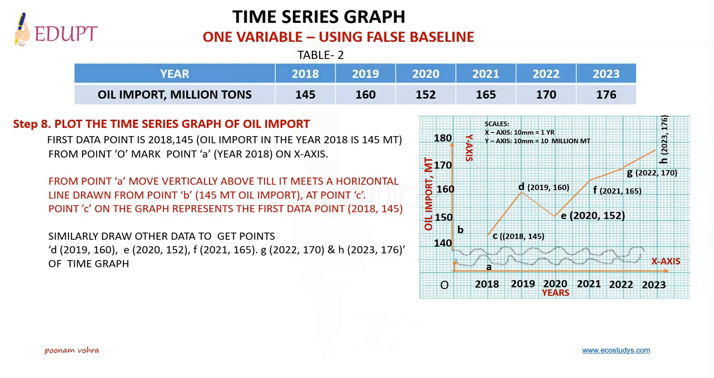coordinating with 145 million tons in 2018, and there you get point C. Then point D represents 160 million tons in 2019. E represents 152 million tons in 2020. F represents 165 million tons in 2021. G represents 170 million tons in 2022, and H represents 176 million tons in 2023. By joining all these points, that is C, D, E, F, G, and H, one gets a time series graph.